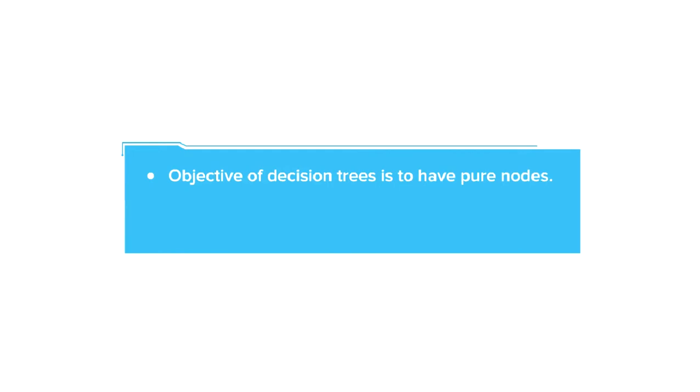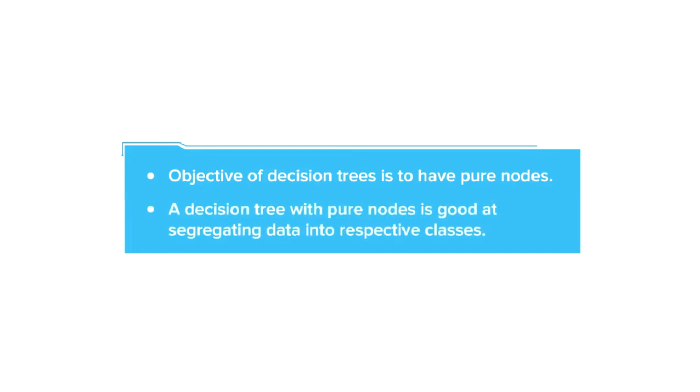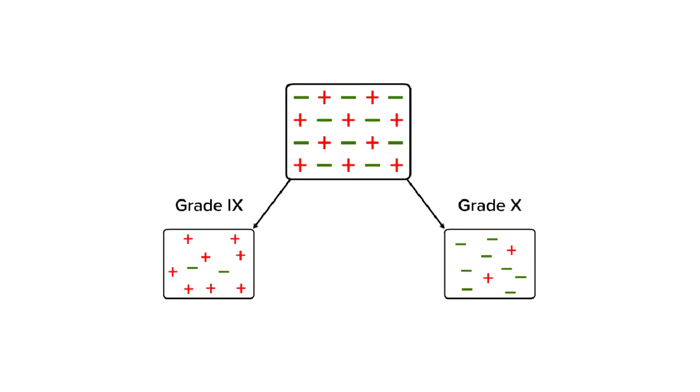So if we look at the objective of decision trees, it is to have pure nodes or nodes which are as close to pure as possible, so that we can say that the decision tree is really good at segregating data into respective classes. Now let's again consider the splitting of the student population based on class. We saw that the split on grade produced the purest nodes out of all other splits, and hence it was chosen as the first split. But does the decision tree stop here?